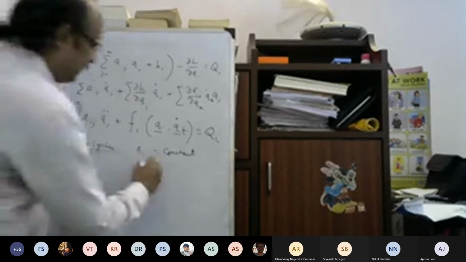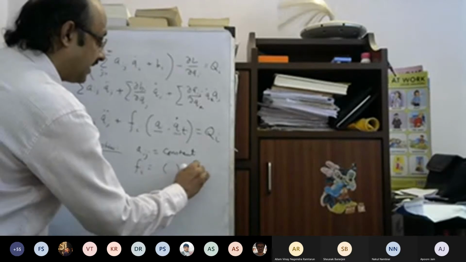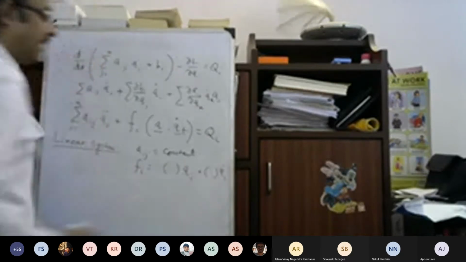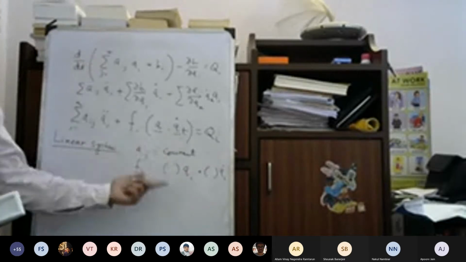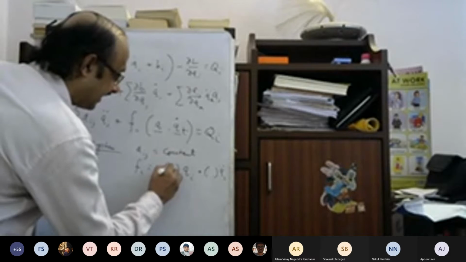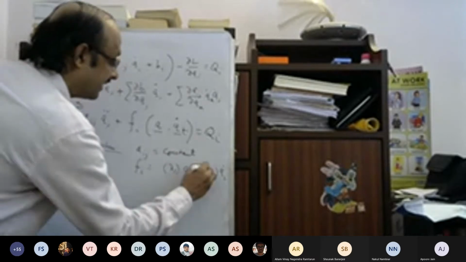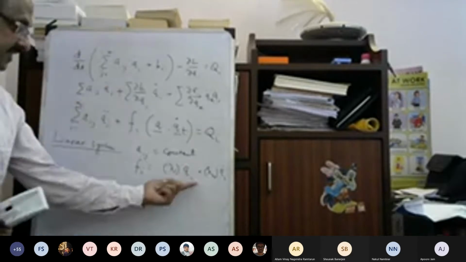Fi will actually have two parts. One will be in Qi plus Qi dot. Otherwise the equation will be non-linear. So this is a constant quantity, let us say lambda 1 and this is lambda 2. Okay, Fi will be of this form only for a linear system.